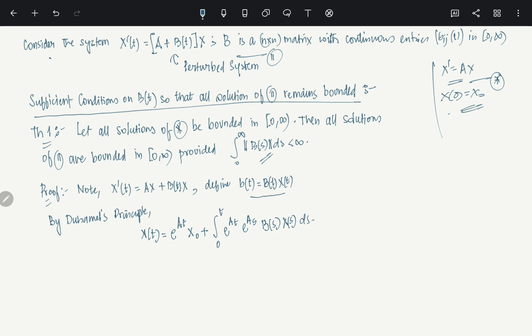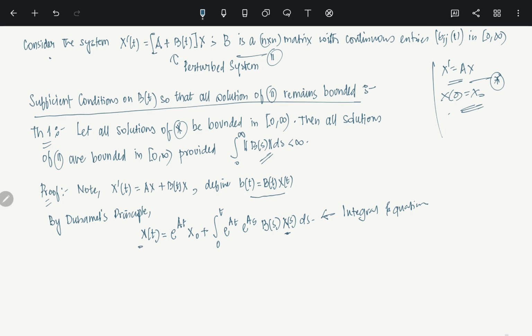Now please understand this. Although I have used this formula, this is actually an integral equation. Why an equation? See, I have written x in terms of x. So it's not a solution. Don't think of this as a solution. It is just an equation. It is called an integral equation.